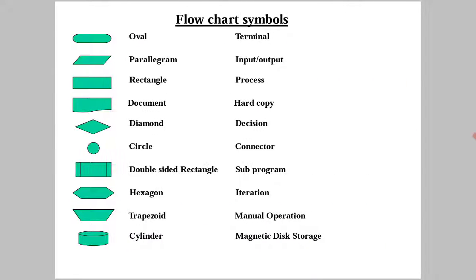There are many types of symbols generally used while drawing flowcharts. The oval symbol is the terminal symbol, meaning the start and end of a flowchart. What is an oval? Oval is a rounded rectangle symbol, generally used to begin a flowchart and to end a flowchart.